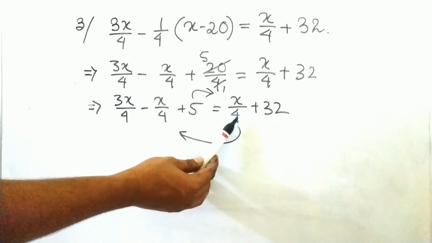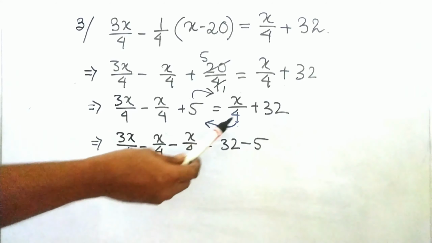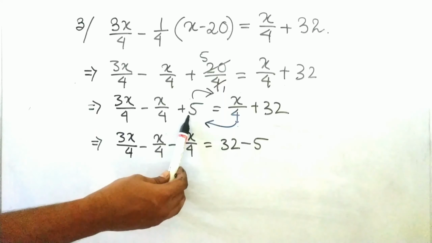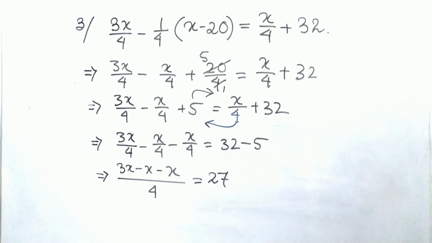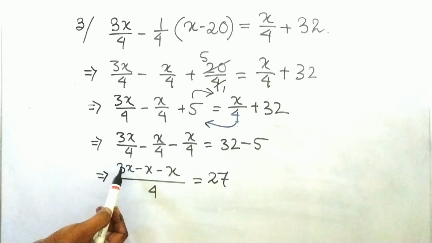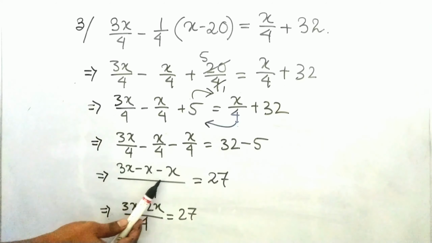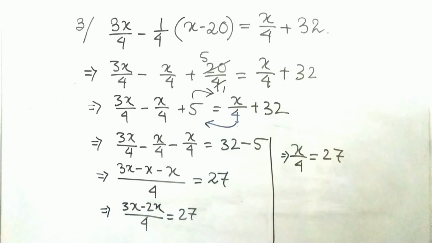Now we shall transfer this x by 4 to the left side and this 5 to the right side. Since x by 4 is positive, it has come over here with a negative sign, and this 5 is positive and it has gone to the right side with a negative sign. Now since all the denominators are the same, and that is 4, we have written 4 in the denominator and the numerators have been written over here in a row with their signs, and 32 minus 5 is 27. Because minus x and minus x is minus 2x, we have written 3x minus 2x. So we can write x by 4 equal to 27.